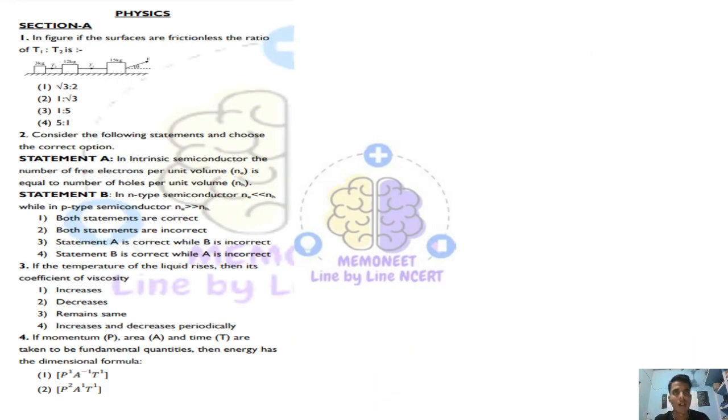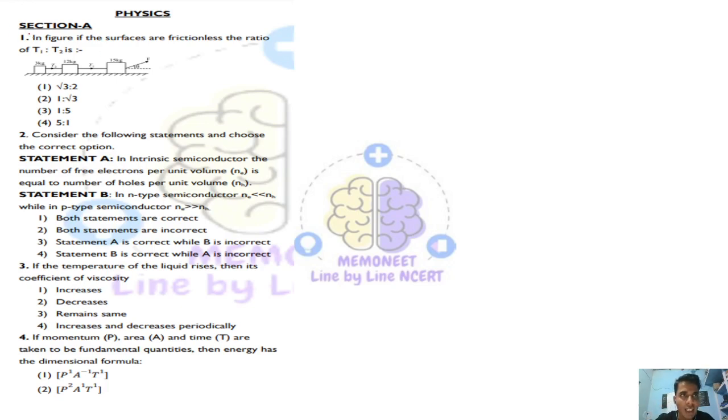Now, first I will clear one thing. Basically, I will try to solve as many questions as possible in the physics section. We will have the explanation and answer too. Through my explanation and answer, you will be able to solve future questions related to this question. So let's get started with our first question.